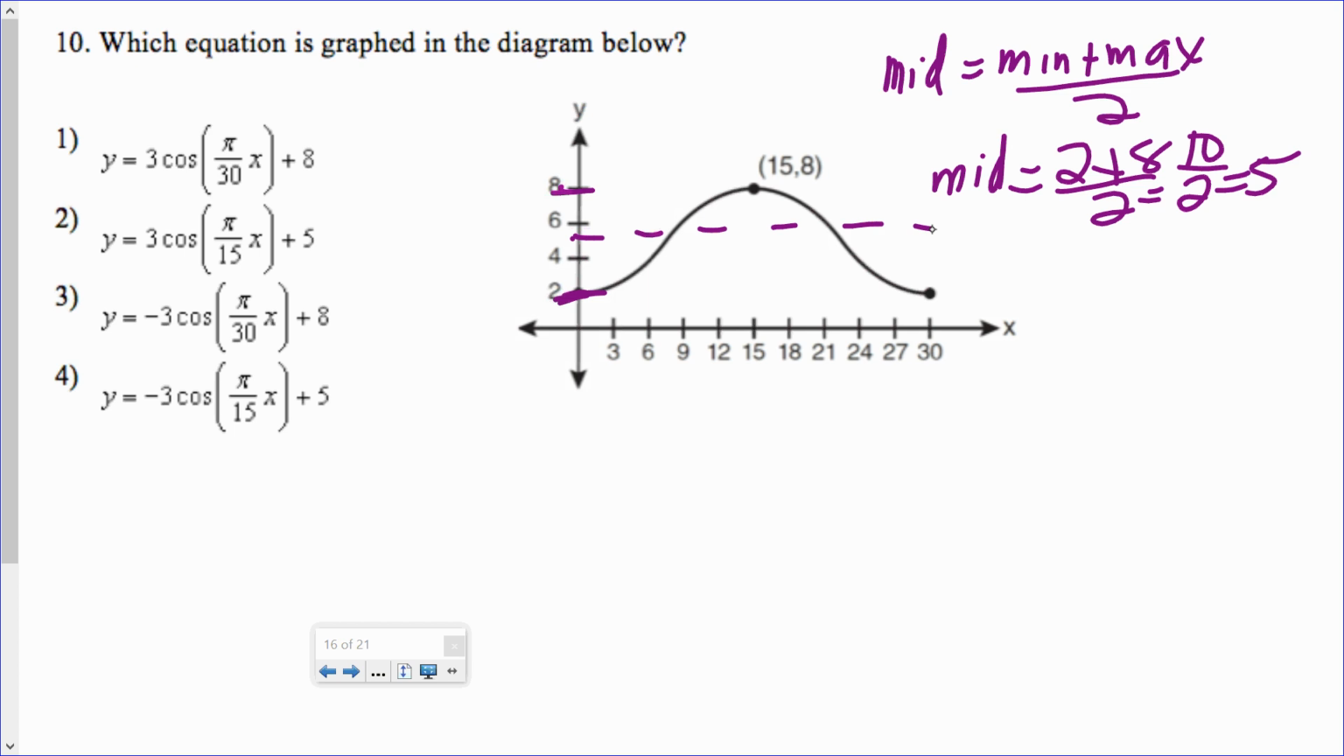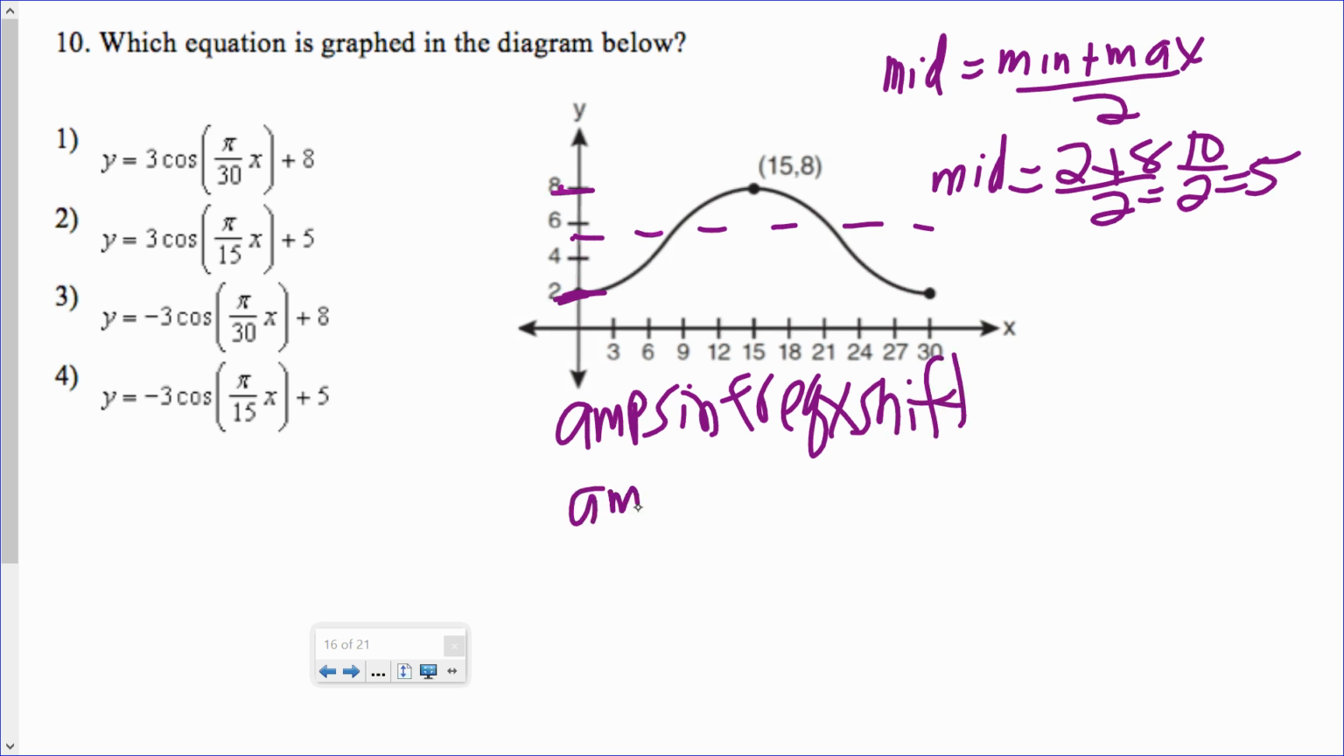All right, so now it's amp, sine, freq, x, shift time. The amp is the distance from the midline to the max or min. The distance from 5 to 8 is 3. Is it sine or cosine, positive or negative? It's starting at the min, so it's negative cosine.